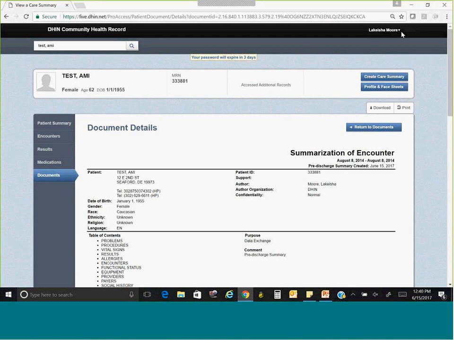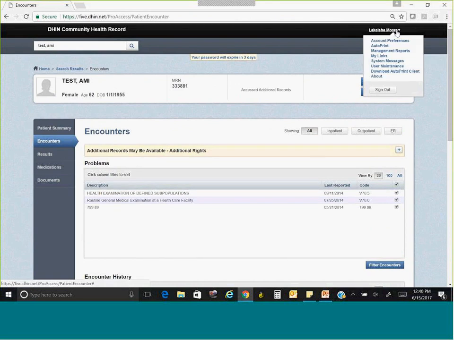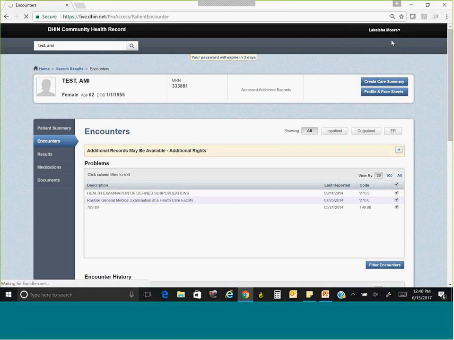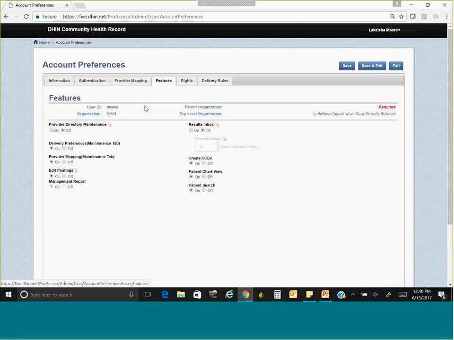The way you turn it on, if you go into your account in the DHIN Community Health Record and you're not given that encounter summary option to create a care summary document, you can come under your name, go into account preferences, and then under features, you'll be given that option to create CCDs. It'll be a toggle switch, so you just turn that on. So I just wanted to show you that in case you go in and say, hey, I don't have that button. It is something that you can enable yourself.